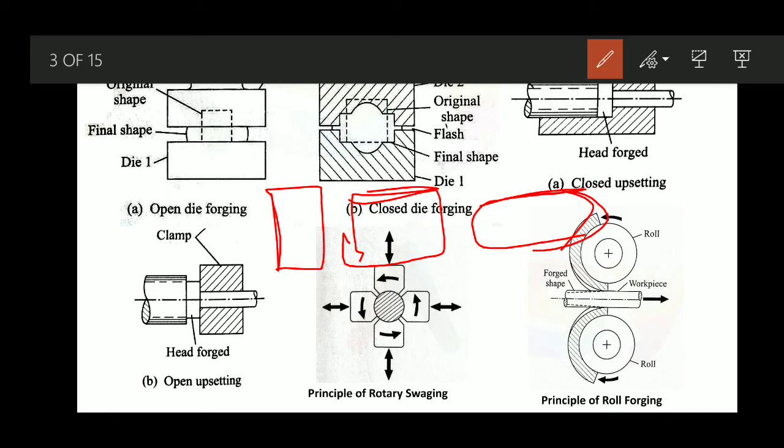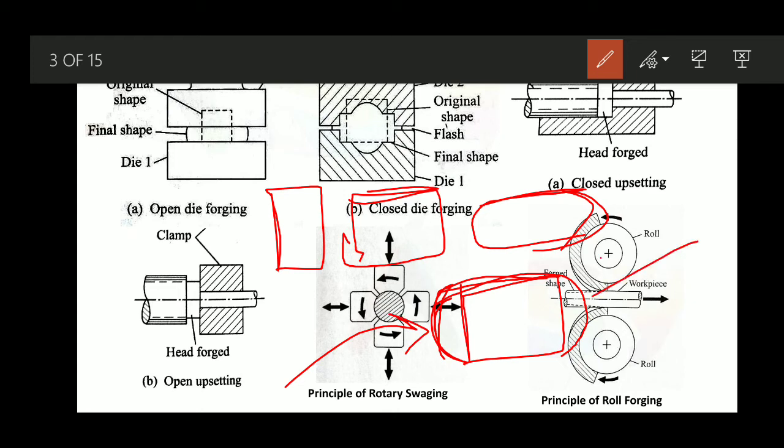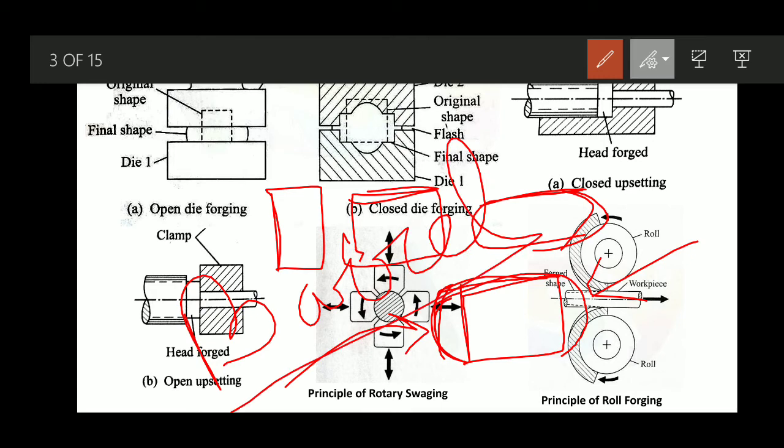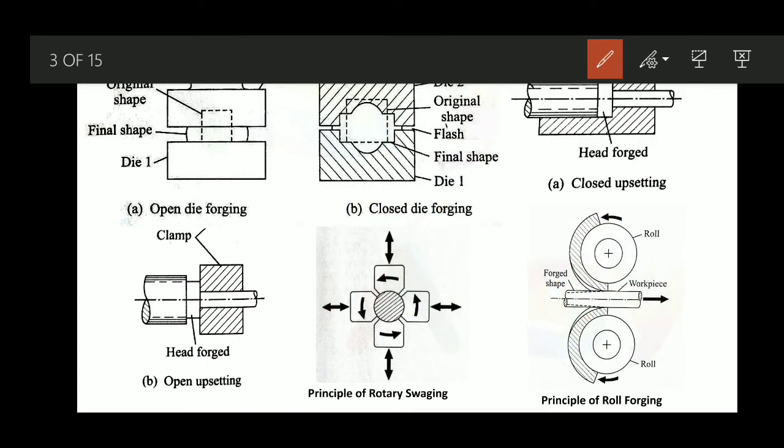There you can see, in the final shape it is not exactly like this, but there is some barreling. Some lateral flow of metal takes place in the open die forging, as you can very easily see. So this is known as the barreling action. It looks like a barrel, right? So this barreling action is there in the case of open die forging.